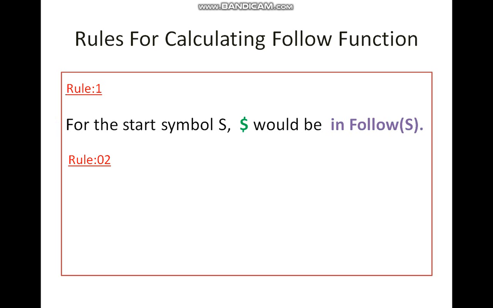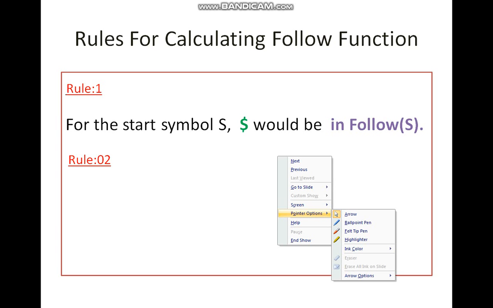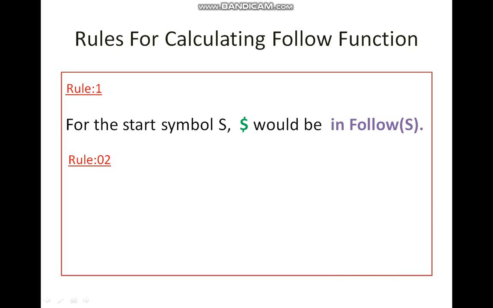Rule number 1 says that for a given grammar there is a start symbol. For the start symbol of the grammar, always include the $ sign in follow of the start symbol. There might be cases where the start symbol occurs more than one time in the given grammar, so we will use other rules that will be discussed in this video. But at least you need to remember that the start symbol of a grammar is always followed by the $ symbol.